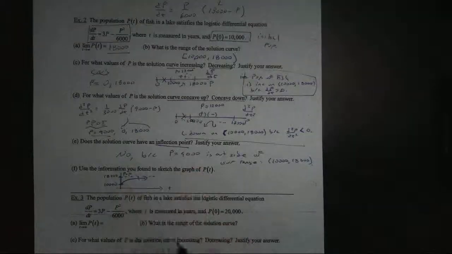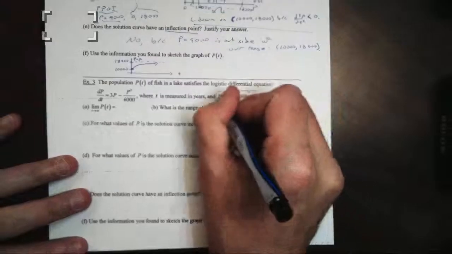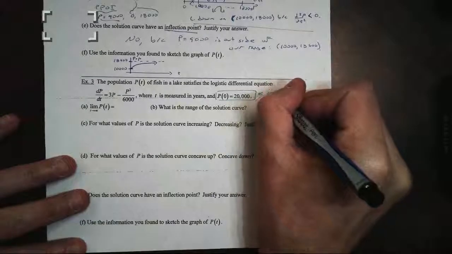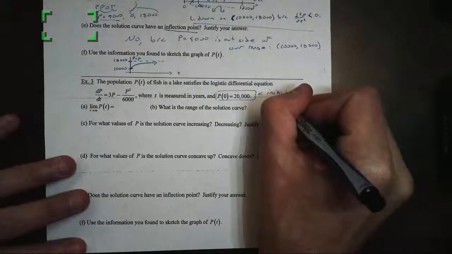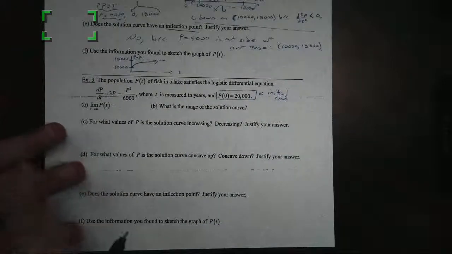Interesting, huh? So there's a lot of relationships here. Now, what happens if we start with a population above the carrying capacity? That's example number 3. Notice we're starting at 20,000, so my initial condition is above my carrying capacity. Let's think about what happens, and let's see if we can prove it.